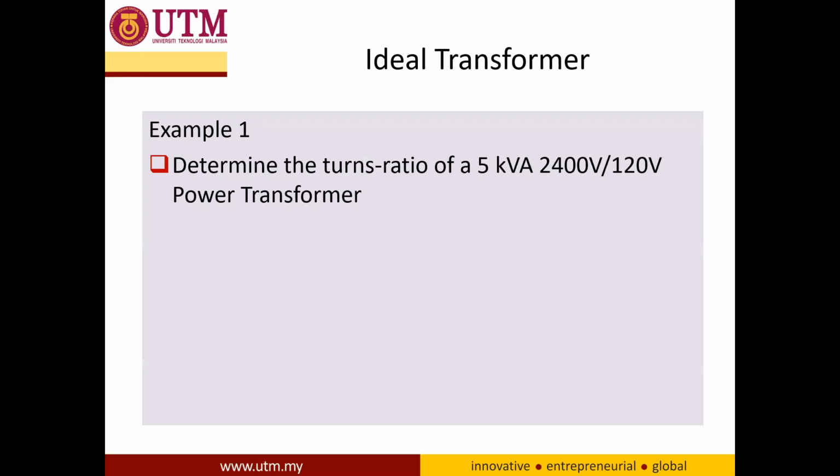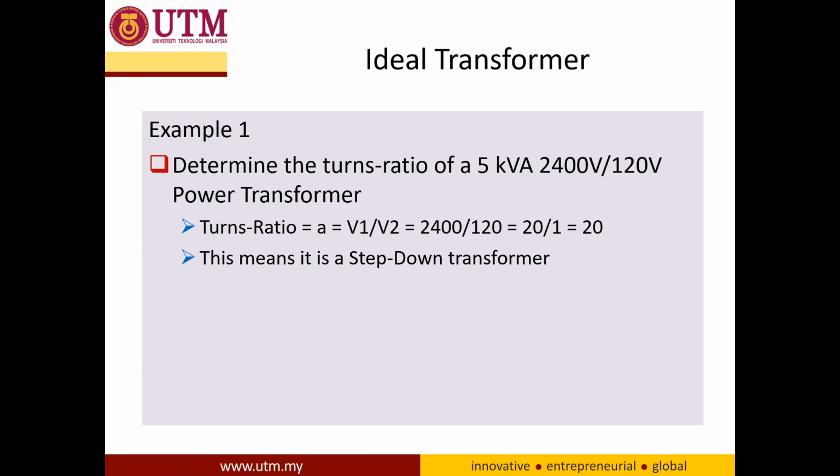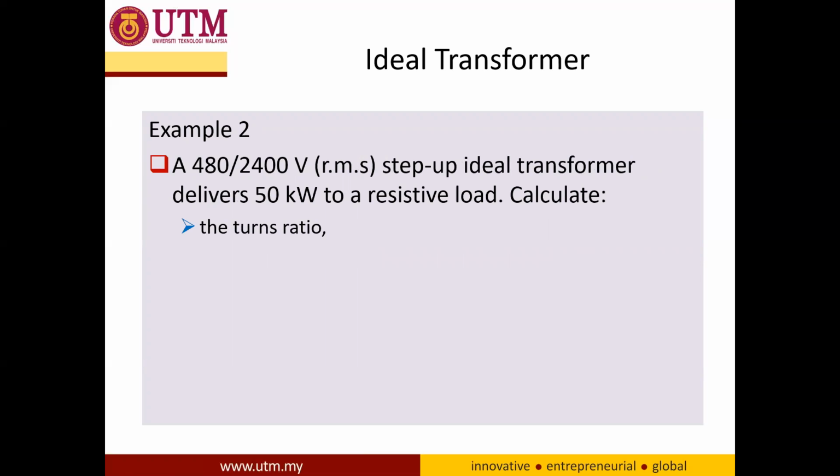Example 1: determine the turn ratio of this transformer. Very easy. A is just the division between V1 and V2, which is 20, meaning that this is a step down transformer. Example 2: a step up transformer delivers 50 kilowatts to a resistive load. Calculate the turn ratio. The turn ratio is very easy. A, which is N1 over N2, you can calculate, is 0.2.